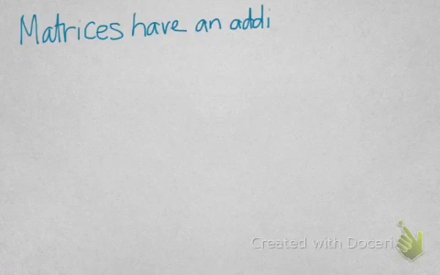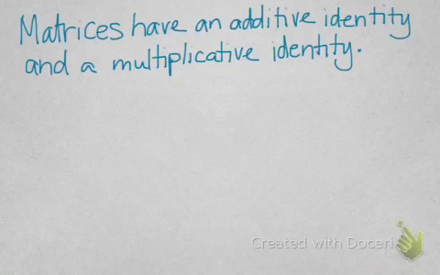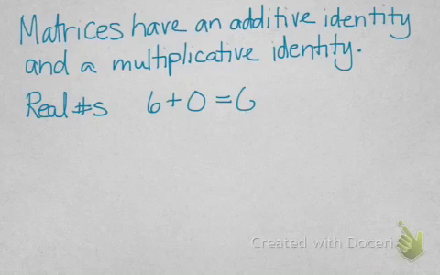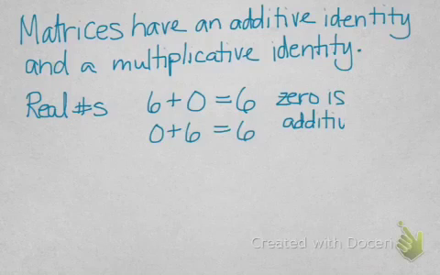So matrices have an additive identity and a multiplicative identity. Just like the real numbers have an additive identity, meaning there's a number that when you always add that number to another number, you get the same number back. So in the real numbers, the additive identity is 0, because anytime we add 0 to a number, we're always going to get that number. So 0 is the additive identity.